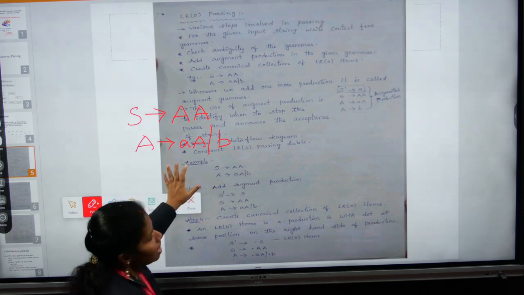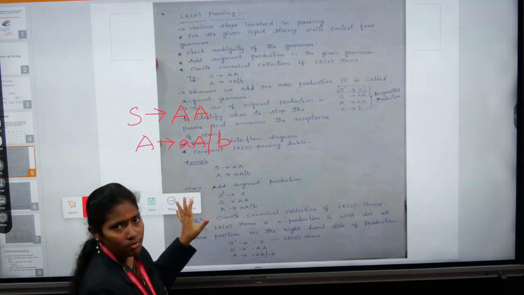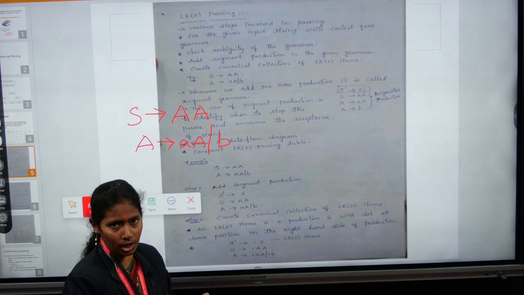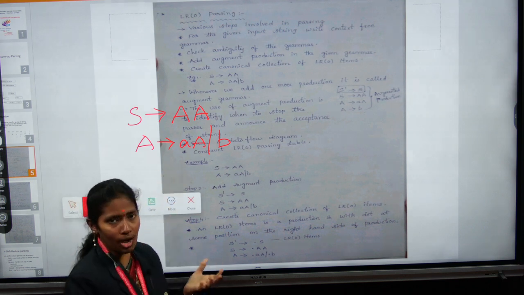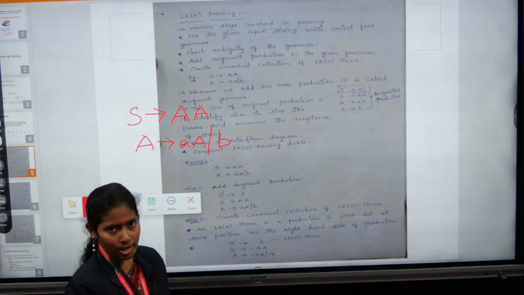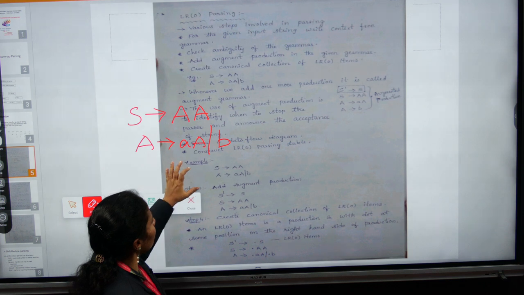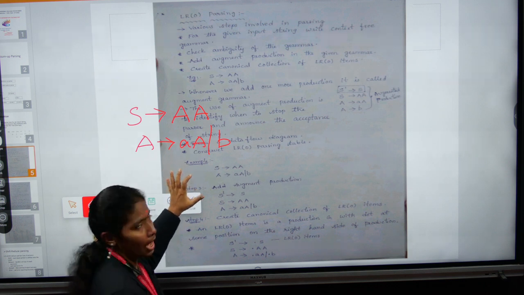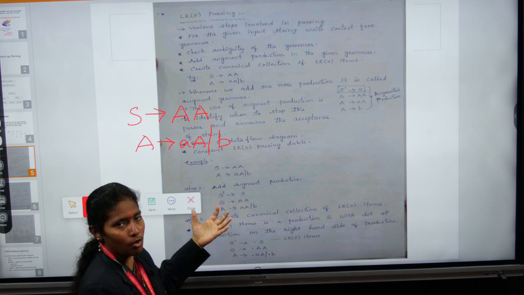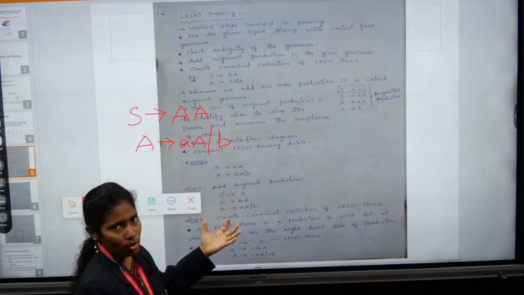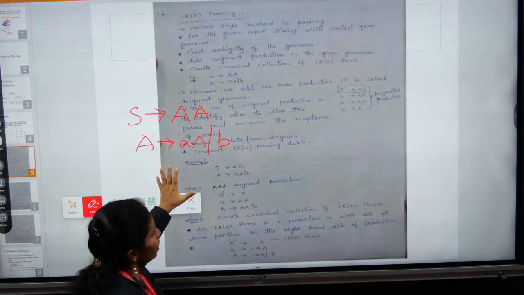The next step is checking the ambiguity of the grammar. If from a given grammar we are able to construct more than one parse tree, then that is called an ambiguous grammar. The given grammar is not an ambiguous grammar. For checking that we have a different process, which we will learn when learning about ambiguity.